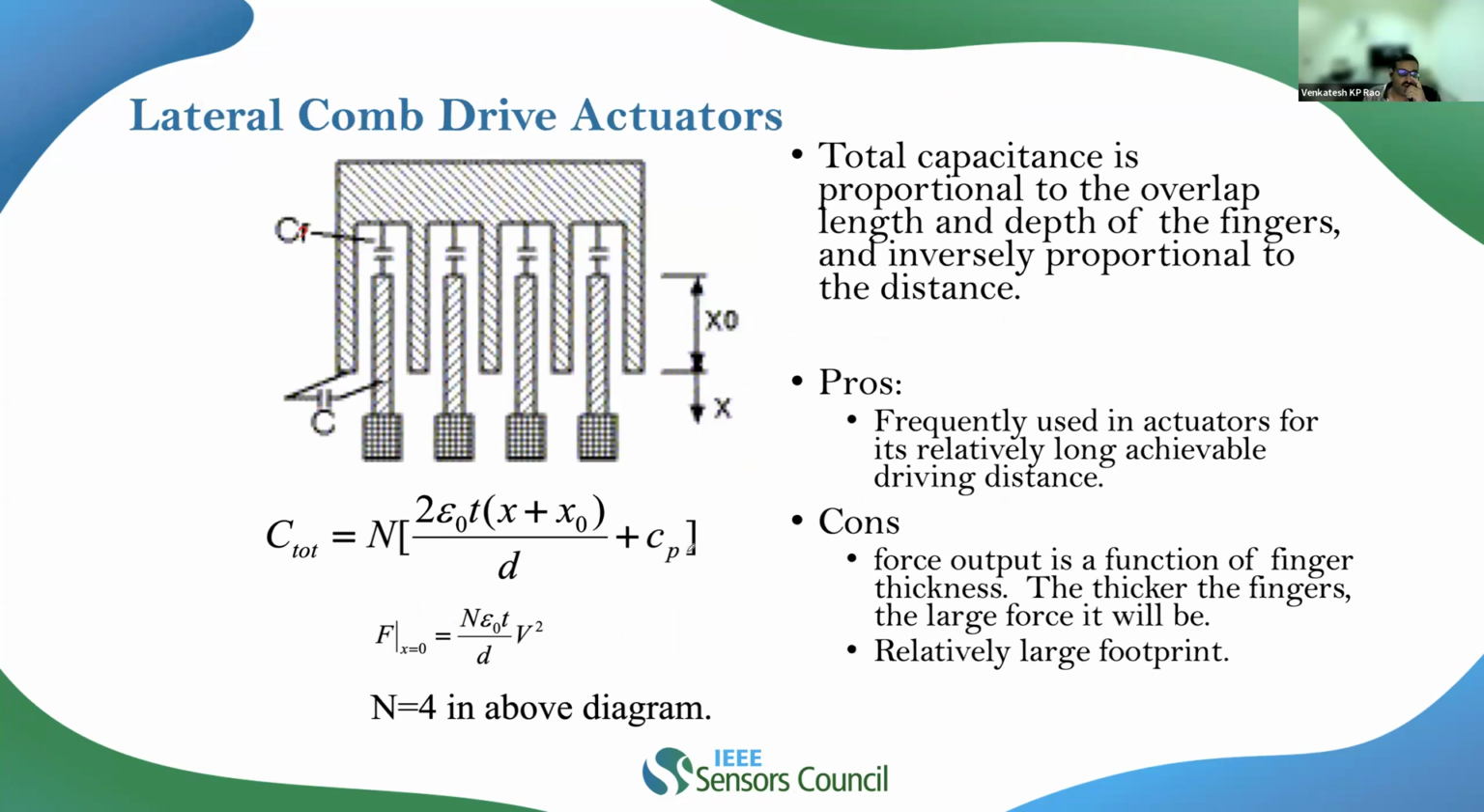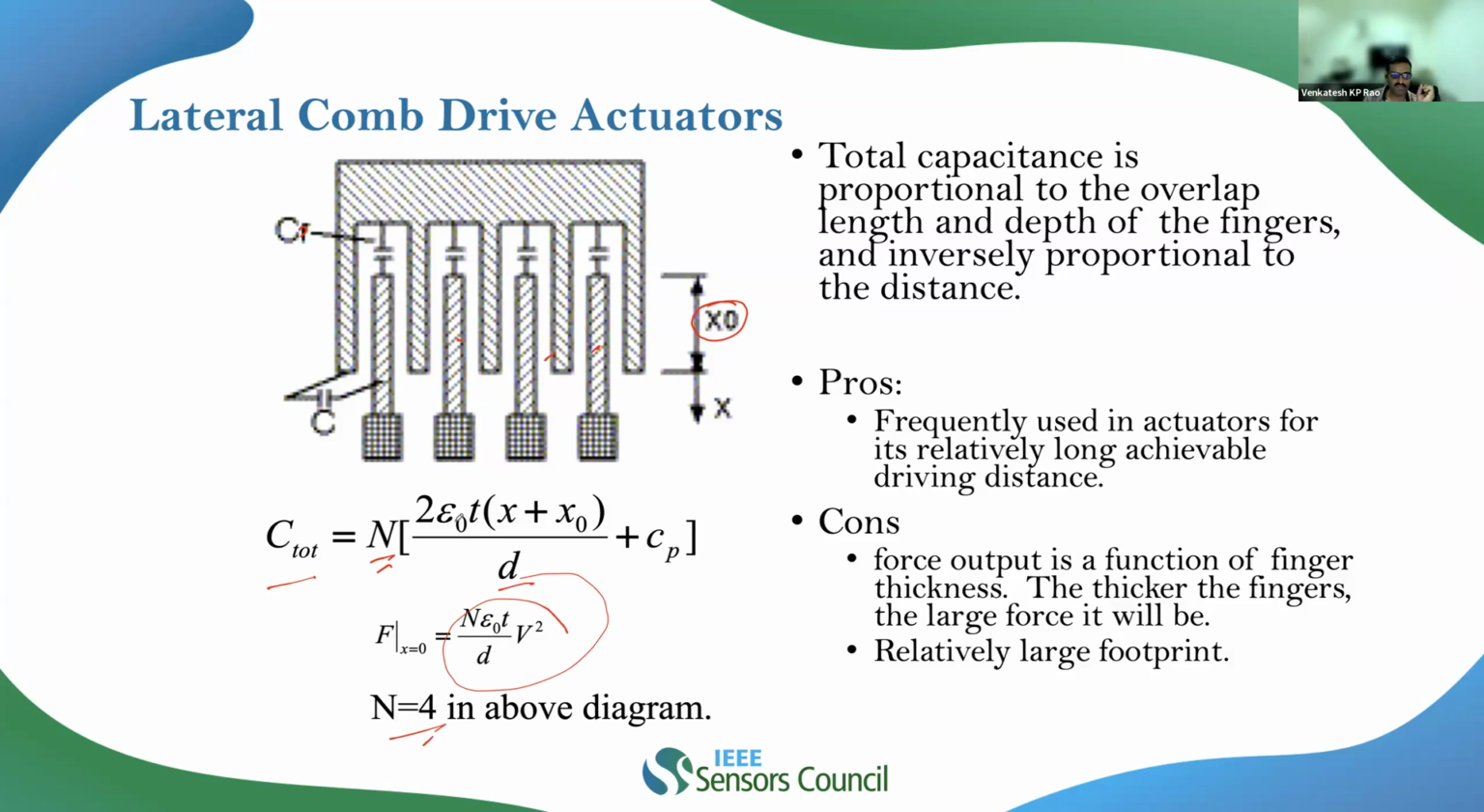So if you evaluate the capacitance of this capacitor, if x naught is the length of overlap, and x is the deflection you get, then the new total capacitance comes out to be Cp, the parasitic capacitance, plus 2 times epsilon naught times the thickness of your structure t times (x plus x naught) divided by the gap. And we have n such comb fingers. We have n equal to 4 in this diagram. We have 4 of them, so we will basically get 4 times this, right?